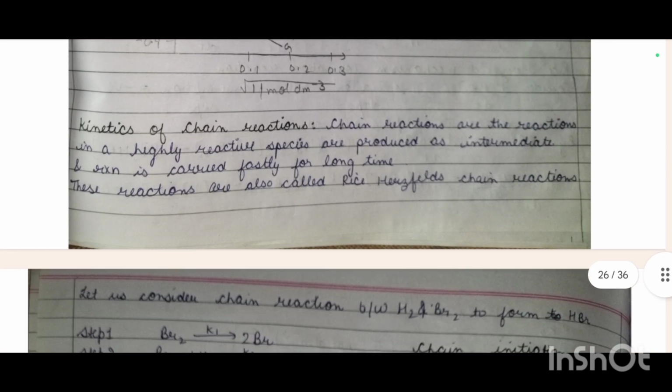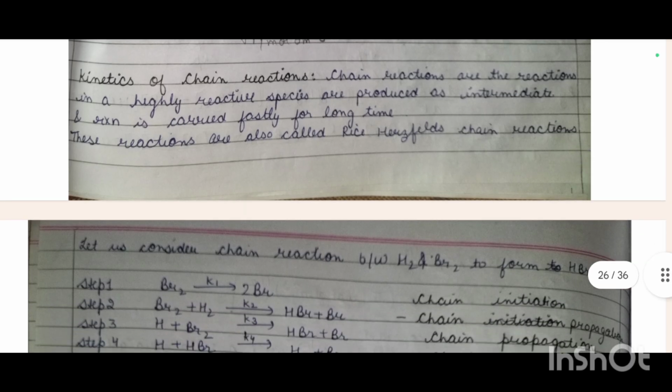Kinetics of the chain reaction. Chain reactions are reactions in which highly reactive species are produced as intermediates, and the reaction is carried on rapidly for a longer time. These reactions are also called Rice-Herzfeld chain reactions.